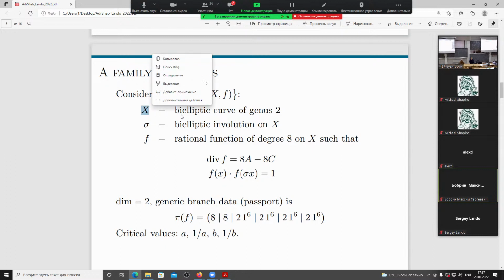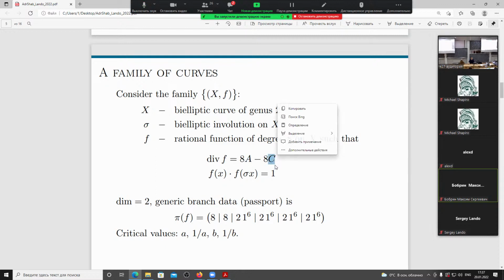So X is a bi-elliptic curve of genus 2, and sigma is a bi-elliptic involution, and we are looking for rational functions with a single 0 and single pole, functions of degree 8 as well. And the self-duality corresponds to this identity that the function we are looking for is multiplied by, well, okay, it's written here.